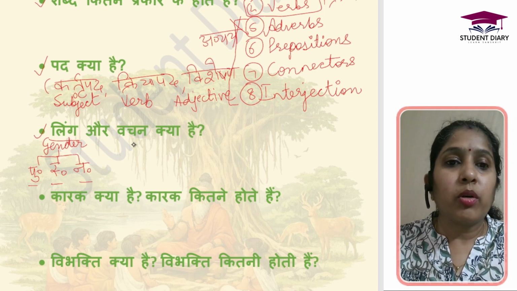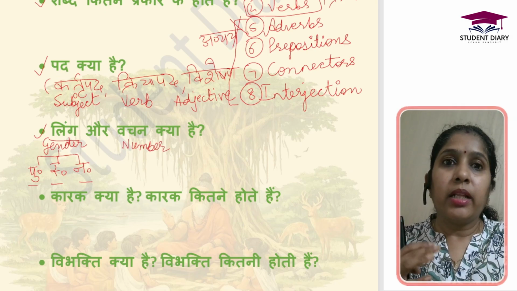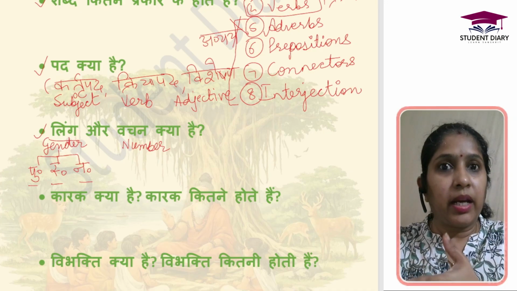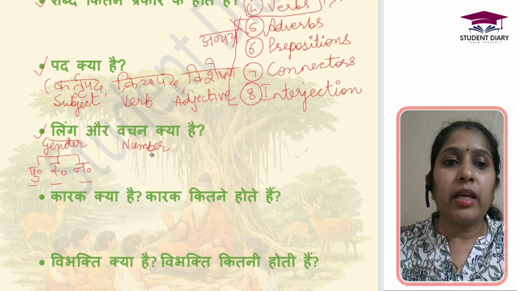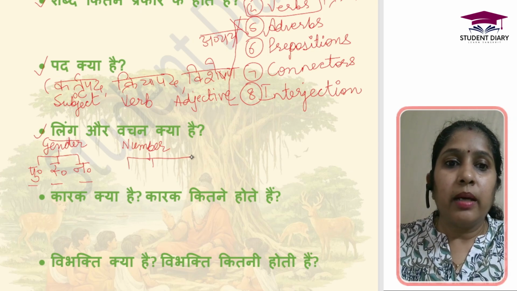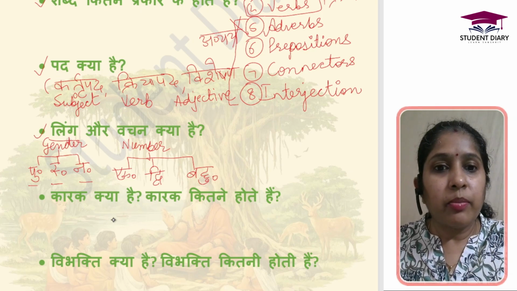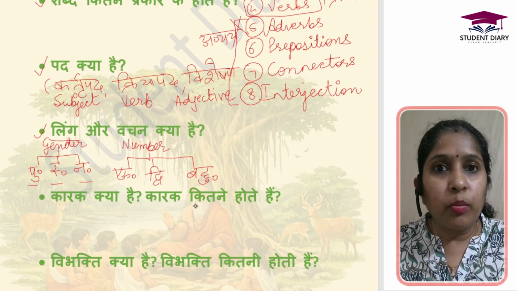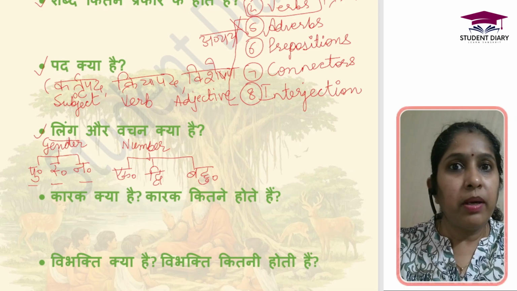Now let's talk about the vachan. Vachan means the number. In English and Hindi, we have just one and many, right? Either you will be talking about plural or singular, but in Sanskrit, the number is three. It is going to be your ekvachan, your dvivachan, and your bahuvachan. Ekvachan means you are talking about a singular, just one person. Dvivachan means you are talking about two people, and bahuvachan means you are talking about more than two people.